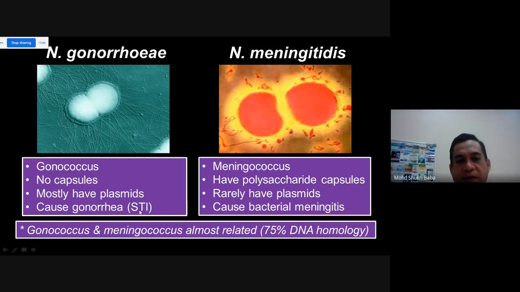Gonorrhea adalah sejenis penyakit STI, okay, sexually transmitted infection. And then Neisseriae meningitidis menyebabkan penyakit meningococcus, menyebabkan penyakit meningitis, alright. Sejenis meningococcus, okay, have polysaccharide capsule. This one no capsule. Gonorrhea tak ada capsule, okay. Meningitis ada capsule. They rarely have a plasmid and also can cause bacterial meningitis, alright. So please be note that gonococcus and meningococcus are almost related about 75% DNA homology. DNA homology dia sama up to 75%. So gonococcus and meningococcus of Neisseriae gonorrhoeae and Neisseriae meningitidis adalah almost sama 75% similarities.